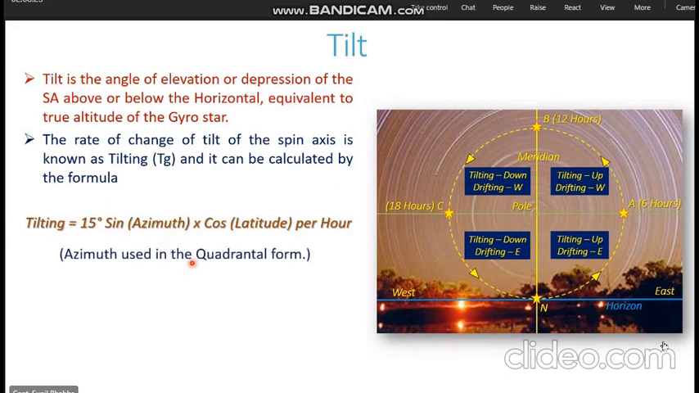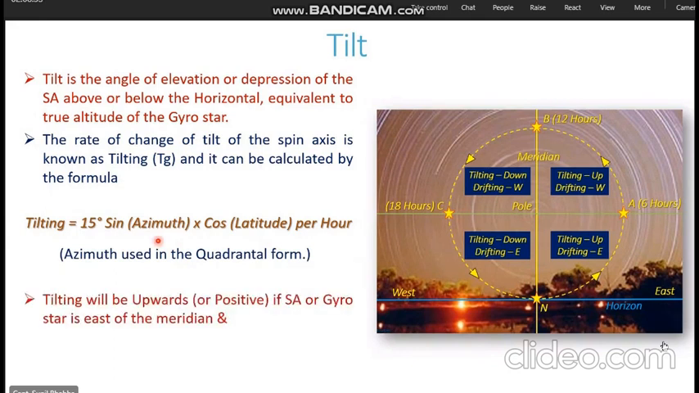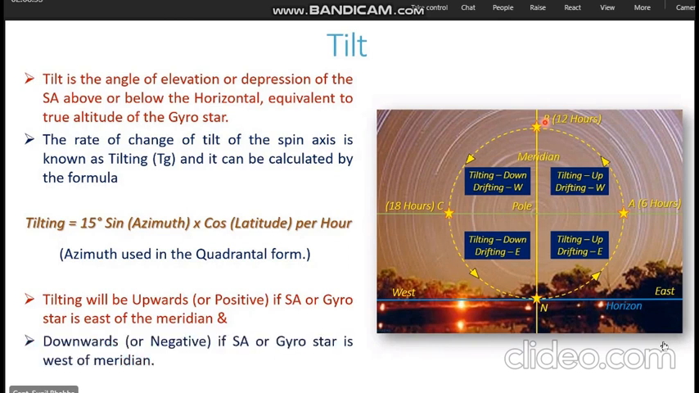The azimuth which is used in the formula is used in the quadrantal notation, not in the three-figure notation. And the formula gives us the magnitude of tilting. How do we obtain the direction of tilting? We know that tilting will be upwards or positive if the spin axis or gyro star is east of the meridian. We have seen in this particular diagram, whenever the gyro star is east of the meridian, the tilting is always upwards. And whenever the gyro star is west of the meridian, that is from Bravo to Charlie to November, the tilting is always downwards or negative.